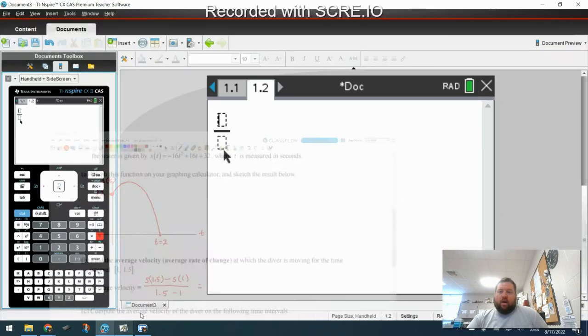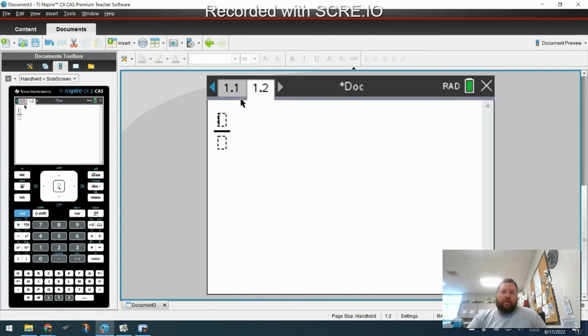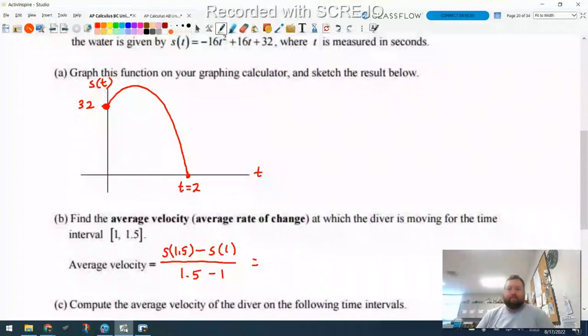Just like that. And since we graphed this, this function is called F1. So when you go to other pages in your document, you can refer back to F1. It's saved in there. So if you type F1, you see it turns bold. That means the calculator recognizes it. Put parentheses and then type in whatever number you want. So we want to do 1.5 and then minus F1 of 1. And then on the bottom, we want to do 1.5 minus 1. Just like that. Hit enter. There's our answer, negative 24.